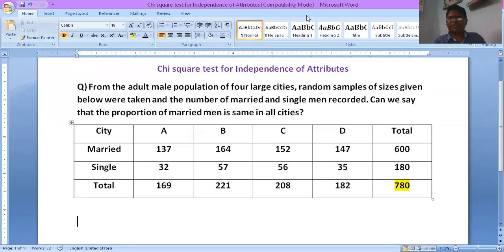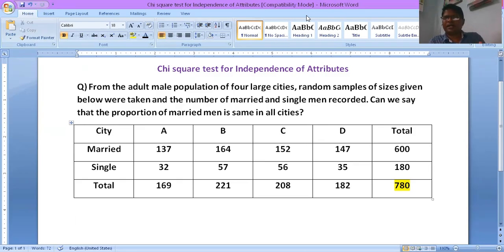Just decode the problem. There are four cities A, B, C, D. In city A, the total number of male population collected is 169. Out of 169 males, 137 males are already married, so 32 are unmarried. Like that, in city B, total male population is 221. Out of 221, 164 males are married, 57 are unmarried. I mean single.